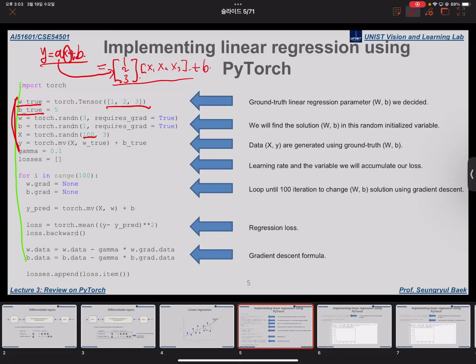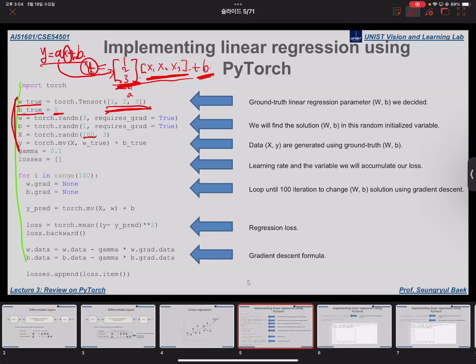So, output Y is a scalar, but we are assuming that our input is a three-dimensional vector. So that's why we are having a three-dimensional vector for parameter A. This is actually A. And this is parameter B. This is the ground truth parameter A and ground truth parameter B, which will be used for generating some data.